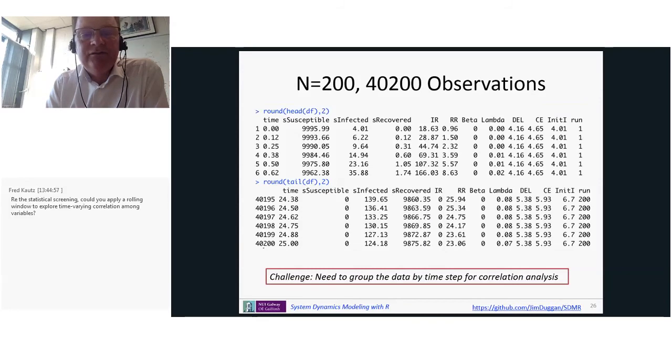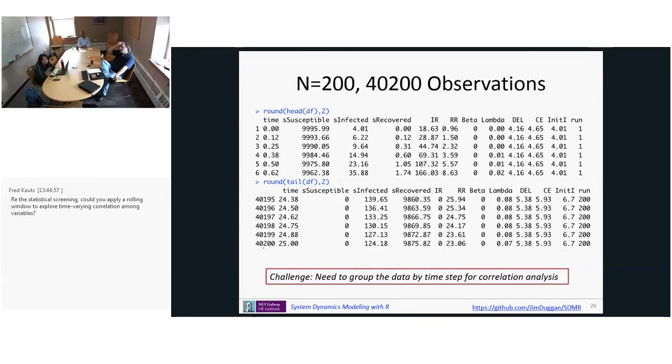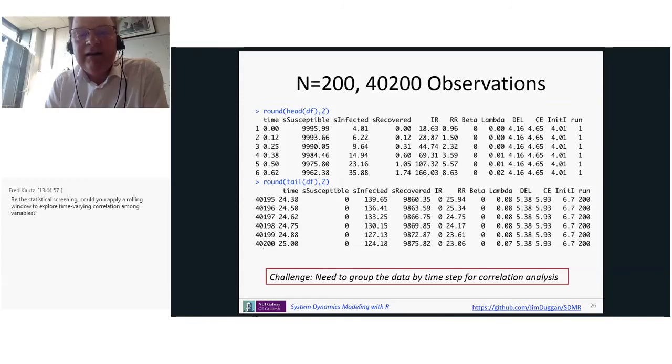What are you doing the statistical screening for? Yeah, that's a very good question. It's like a model analysis technique. It's probably not as important for smaller models, but if you have a large model with lots of parameters and you're trying to figure out which parameters are really active at a certain time of the simulation, the correlation coefficient helps you narrow down which ones are most influential.